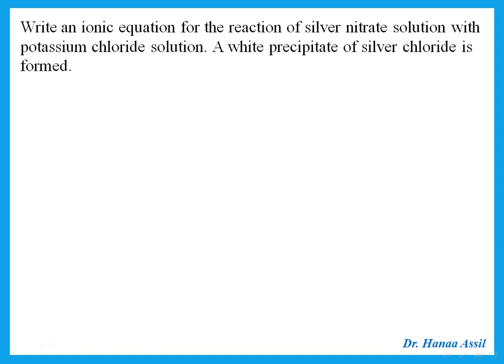Write an ionic equation for the reaction of silver nitrate with potassium chloride, and he says a white precipitate of silver chloride is formed. So this is the equation. Silver nitrate is AgNO3, and that is a solution. He tells me it's a solution. That means it's aqueous. Potassium chloride, this is how you write potassium chloride. It's a solution. It is aqueous.